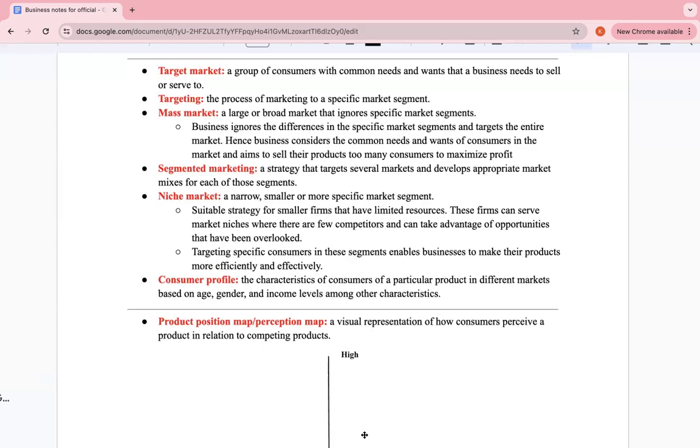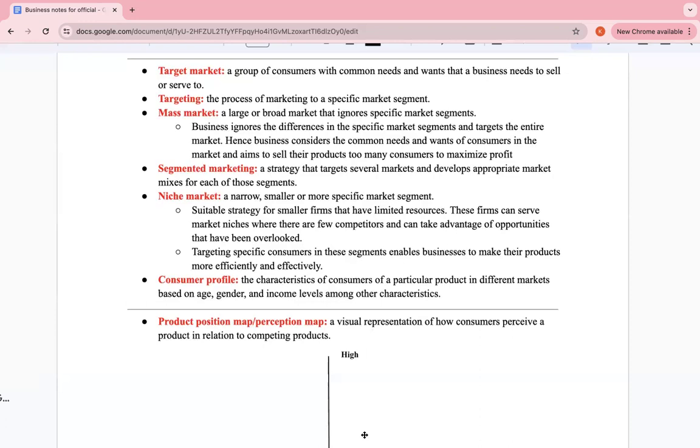So in this case, they're actually a mass market because they're producing for everyone in the world. Millions and billions of people eat pasta per day. So this is a mass market. Businesses ignore the differences in the specific market segment and target the entire market. Hence, businesses consider the common needs and wants of consumers in the market and aim to sell their products to many customers in order to maximize profit.